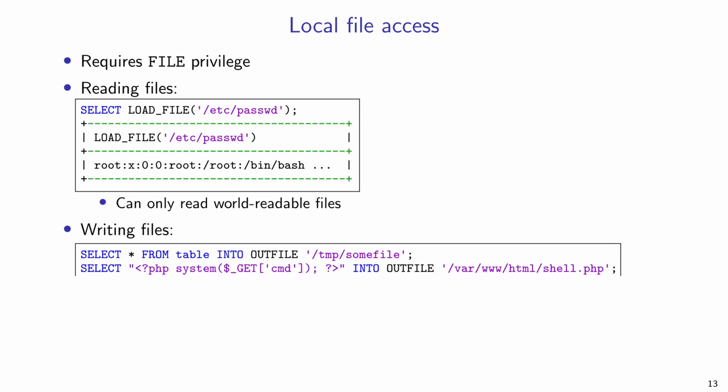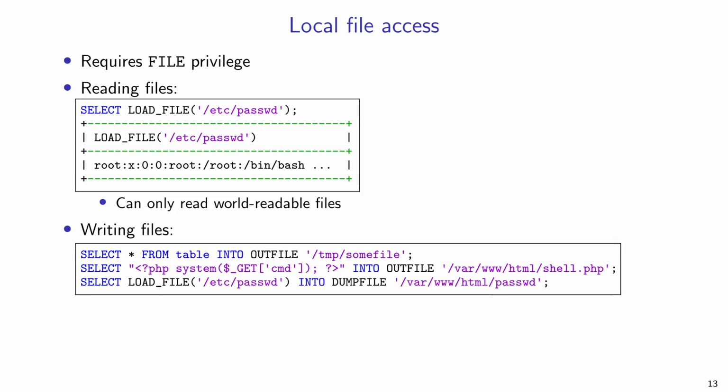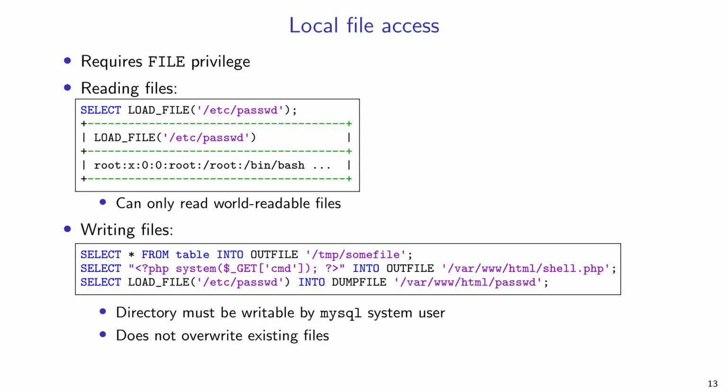Assuming that the database server and web server run on the same machine, an attacker could abuse this to write a malicious PHP file under the web root directory. Then, load file can also be combined with into dumpfile to copy files to the web root. A dumpfile works the same as outfile, but it writes data without applying any formatting. An important restriction is that the target directory must be writable by the MySQL system user, and for security reasons, this does not overwrite existing files, which means that the destination file must not exist.